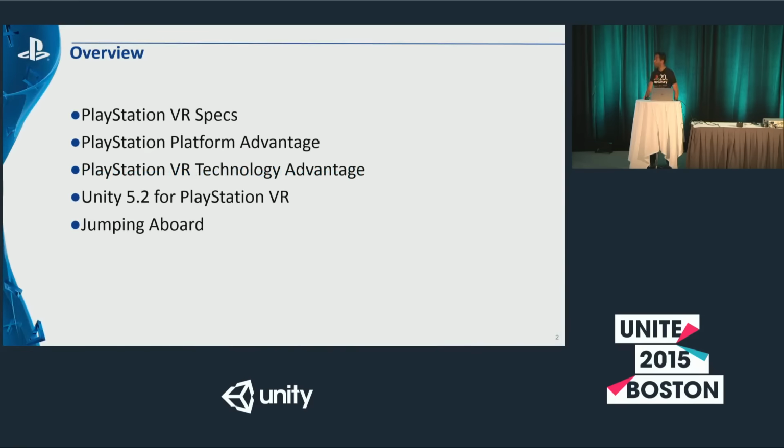So here's a quick snapshot of the content we'll cover today. We'll start by looking at the PlayStation VR specs, including some improvements that we recently added. We'll then talk about some unique advantages that the PlayStation platform provides when compared to other VR platforms. We'll also look at some of the technology advantages that PlayStation provides, and also how it helps address some of the key issues and challenges faced by current VR developers. We'll then see how to get started with Unity 5.2 for VR development, and finally we'll go over the process of getting signed up and getting on board.